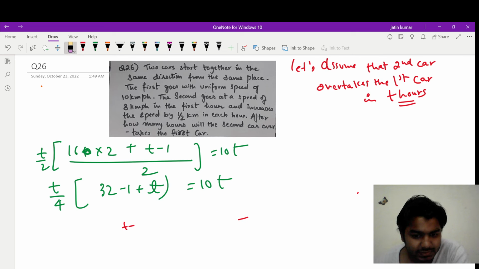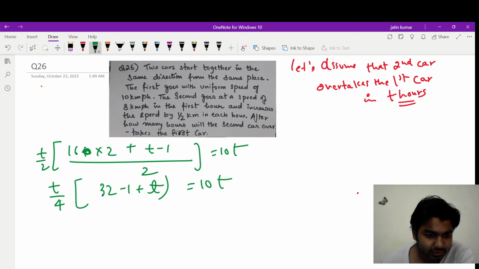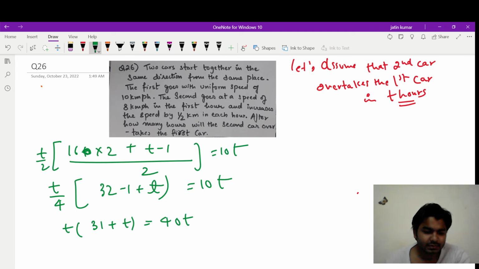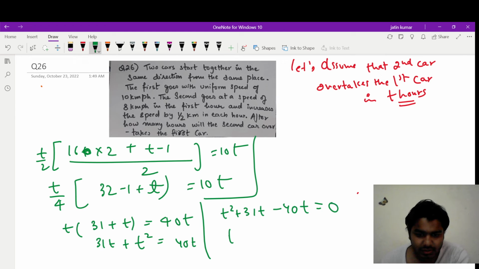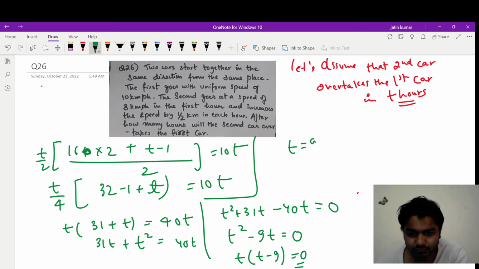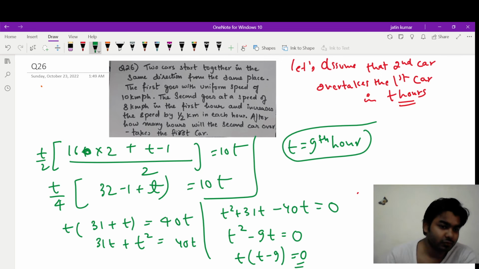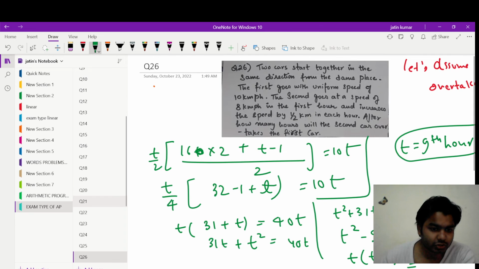Take 4 to the other side, so we will get t into 31 plus t is equal to 40t. Again, 31t plus t square is equal to 40t, and t square plus 31t minus 40t is equal to 0. t square minus 9t is equal to 0. t into t minus 9, so t is 9. So in 9 hours, the second car will overtake the first car. Now we will move on to question number 27.